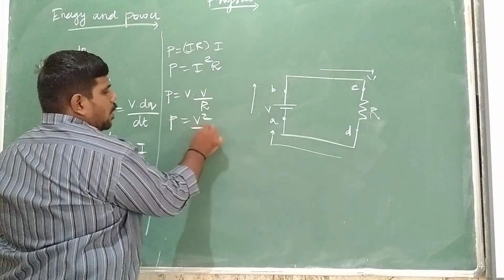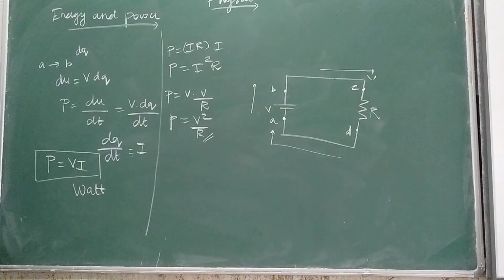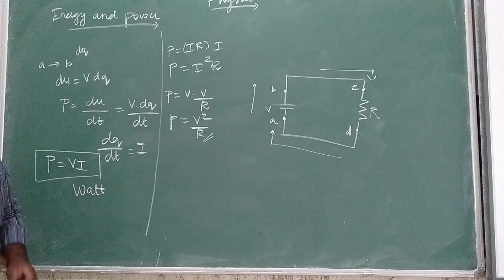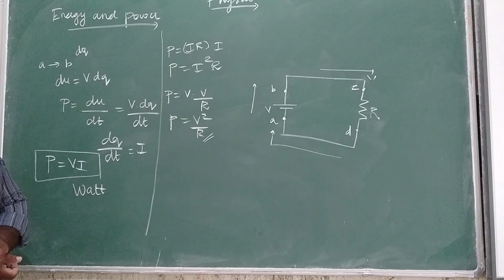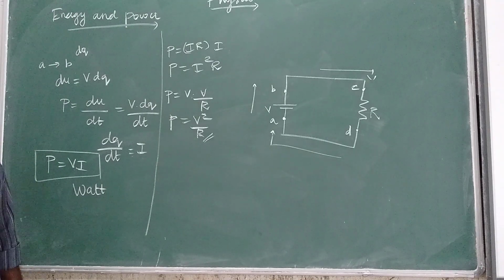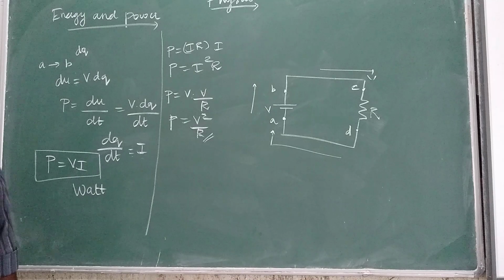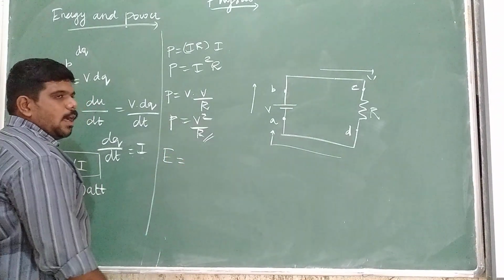Usually we have bulbs of 5 volt, 6 volt, 12 volt, 18 volt, and 25 volt, isn't it? If the potential difference across the bulb is more than the rated value, it will be fused. Then according to Ohm's law, what's the formula for I? V by R. And what's the formula for V? I into R. So if you substitute, P is equal to V into I, V is I into R, so P is equal to I square into R.